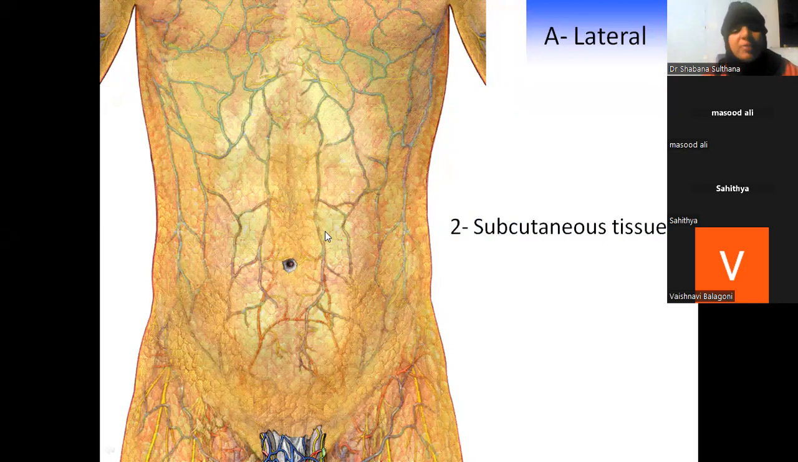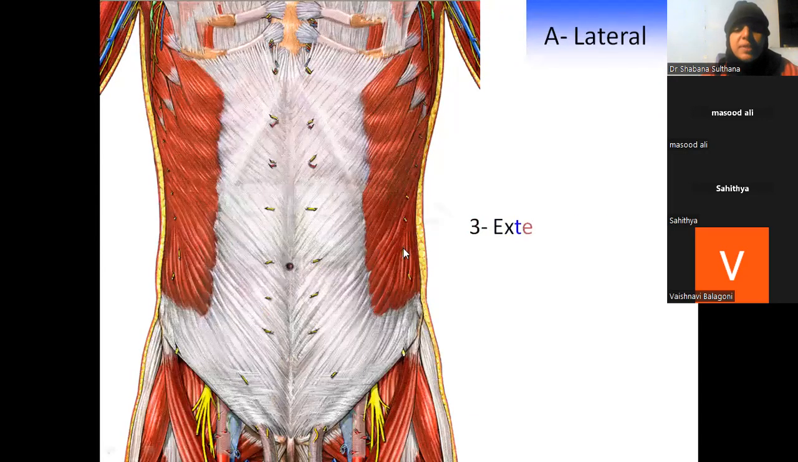We do not have deep fascia in the abdomen because the abdominal visceral organs need free movement for digestion and absorption, isn't it? So after this, we will see the first muscle, that is external oblique.